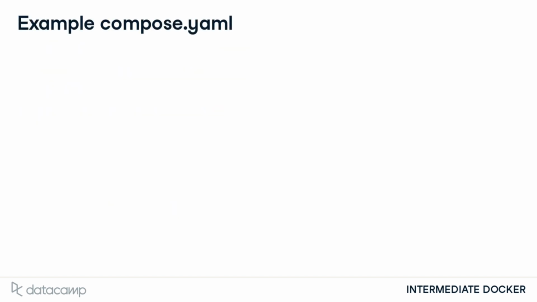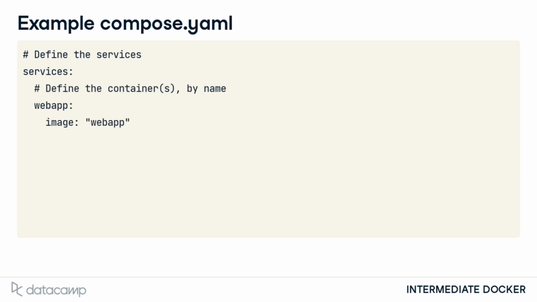Let's look at a simple compose.yaml file. Don't worry too much about the individual pieces. We'll cover this more in depth in the next video. As an overview, this particular application first specifies a container named web app using the web app image. This would be a custom web application housed in a container. This container needs to expose ports on the host, so the ports section shows a mapping of port 8000 on the host to port 5000 inside the container.